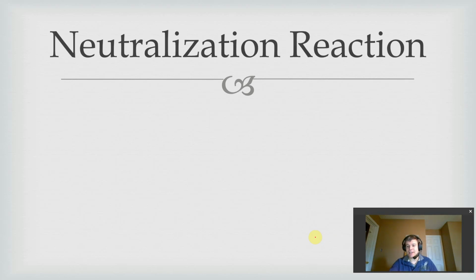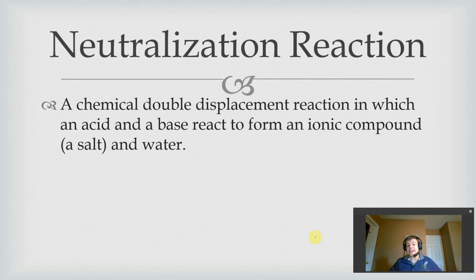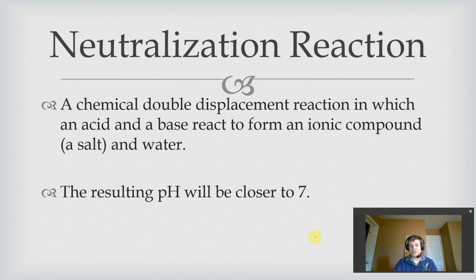All right, so the definition on your worksheet of a neutralization reaction is this is a type of chemical double displacement reaction in which an acid and a base react together to form an ionic compound. That's a fancy word for a salt and water. A double displacement reaction in which an acid and a base are added together and react to form an ionic compound, a salt and water. The resulting pH is brought closer to 7.